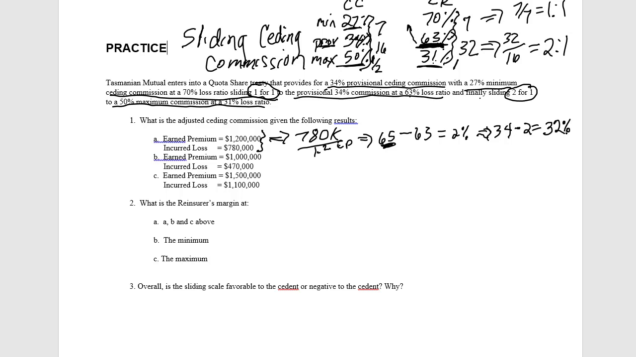And think about this logically. Because our loss ratio was worse than the provisional, which is really the expected, we're penalized by 2 points with a 32% ceding commission. If the cedent had already been paid the 34% provisional, they would have to give back 2 points to the reinsurer.